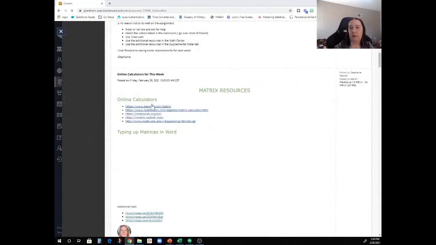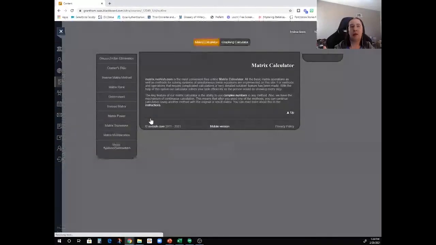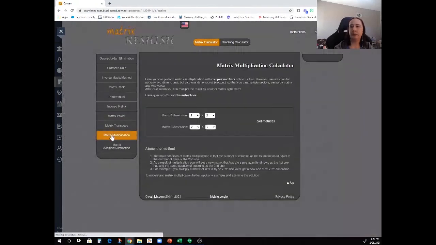So I've got all of these options for online calculators that you can try. I personally like matrixreshish.com. That is my personal favorite. And so we can check our matrix multiplication by just clicking here.